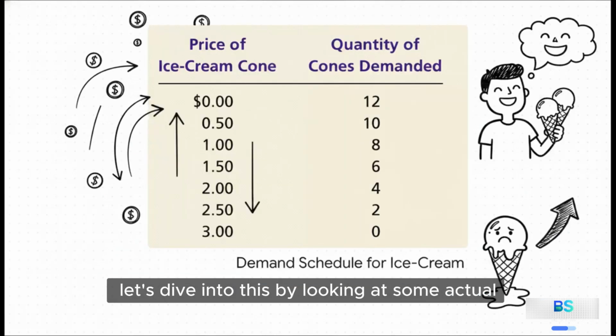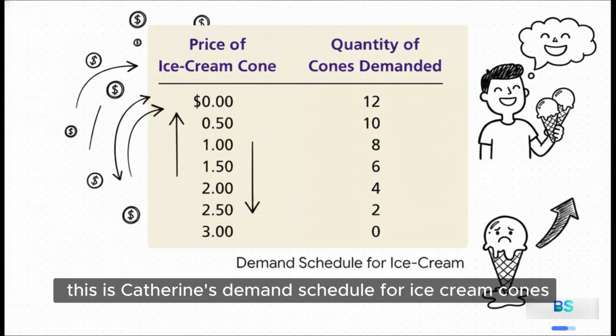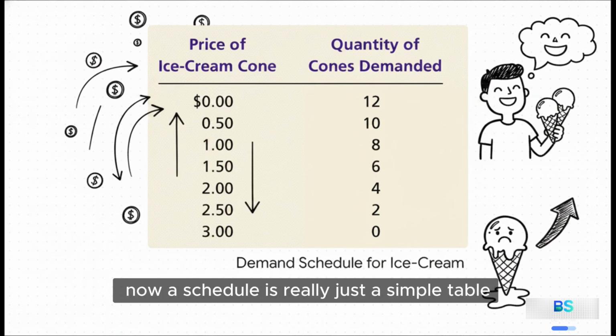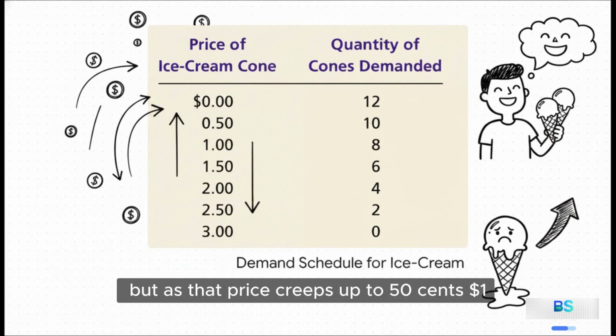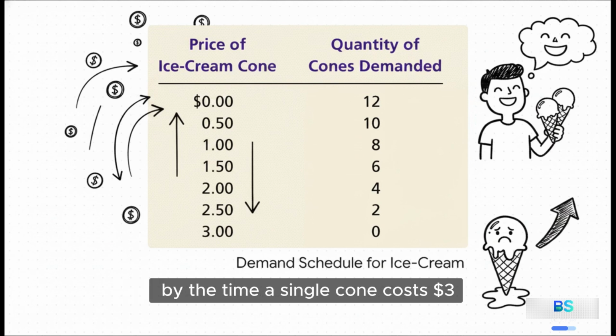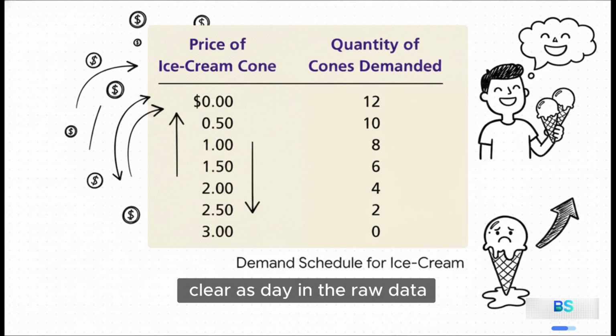Okay, let's dive into this by looking at some actual hard data. This is Catherine's demand schedule for ice cream cones. Now, a schedule is really just a simple table showing the relationship between price and the quantity demanded. Just look closely at those numbers. When the price is free, $0, Catherine wants 12 whole cones, but as that price creeps up to 50 cents, $1, $2, her quantity demanded naturally drops. By the time a single cone costs $3, she wants 0. That inverse relationship is right there, clear as day in the raw data.